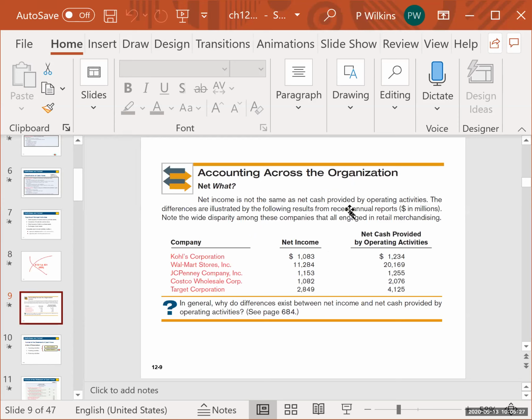This slide is just showing you a little bit about different organizations and where they generate their cash. And you can see a difference here. For instance, it shows Walmart, their net income is $11,284,000, but their net cash actually provided by operating activities is $20,169,000. So that's quite a difference.